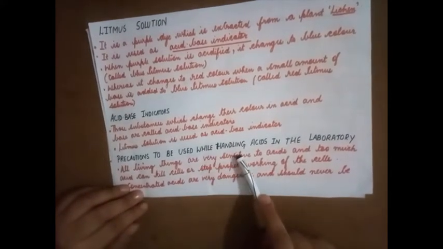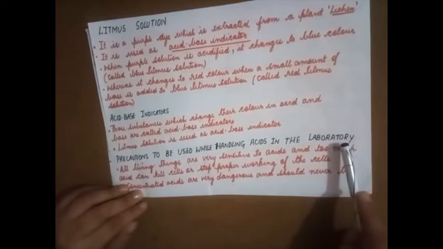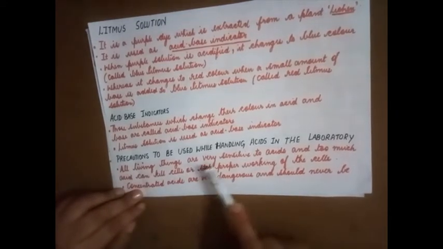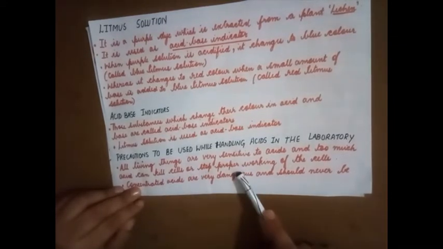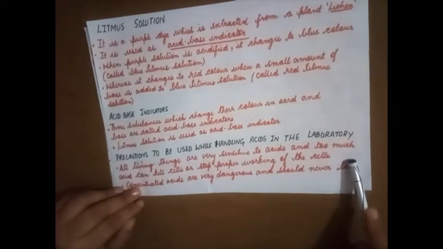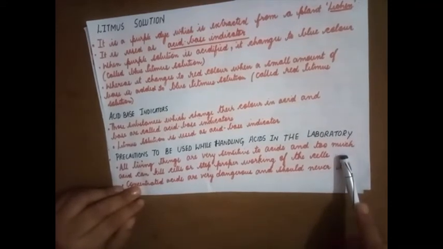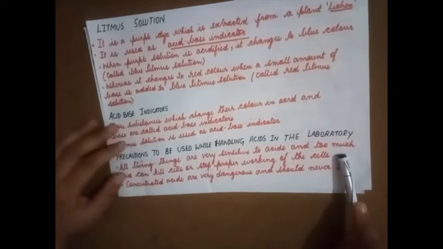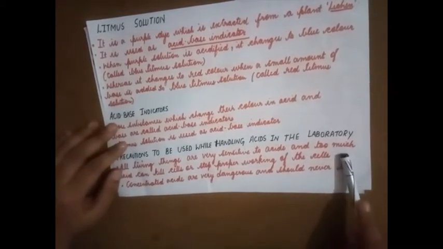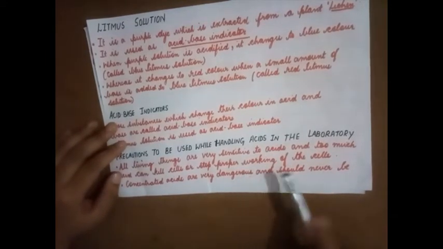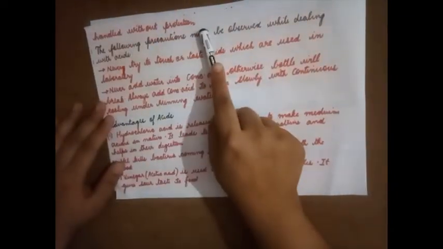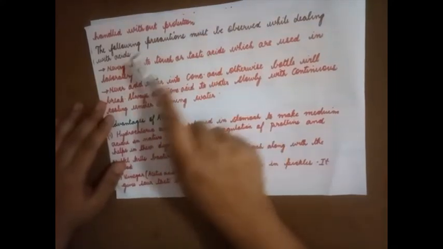Precautions to be used while handling acids in the laboratory. All living things are very sensitive to acids, and too much acid can kill cells or stop working of the cell. Too much acid or concentrated acid is highly dangerous as it is corrosive in nature. It can damage the cells. Concentrated acids are very dangerous and should never be handled without protection. It might burn the skin.